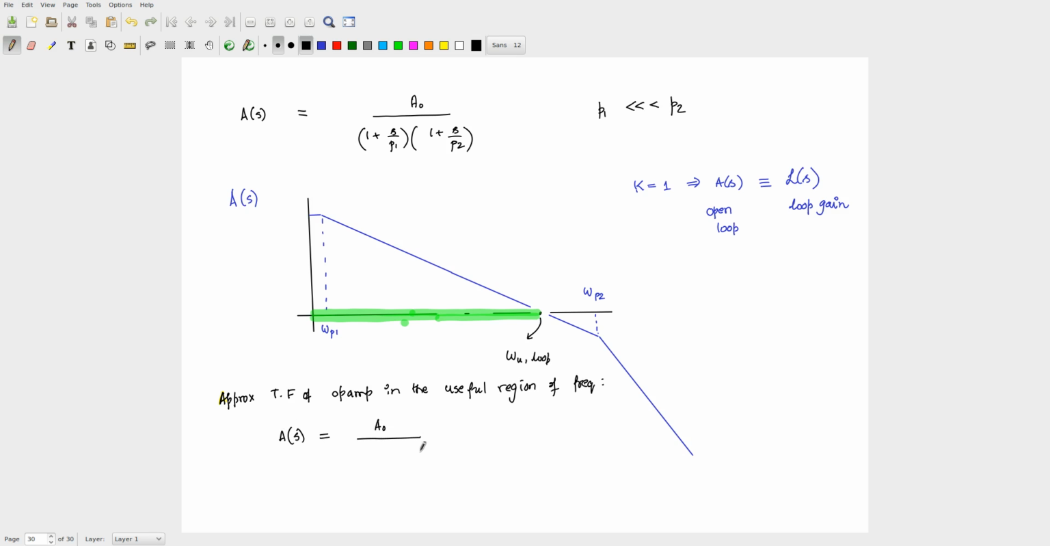What will it be? It will be A naught divided by, what do you see over here? Does P2 trouble you at all? No. So, you just forget about P2. So, it will just be 1 plus S by P1. Okay. So, this approximately looks like a first order system. So, for a first order system, what do you know about gain and bandwidth? Gain bandwidth product for a first order system is constant, right. So, remember this point in mind.